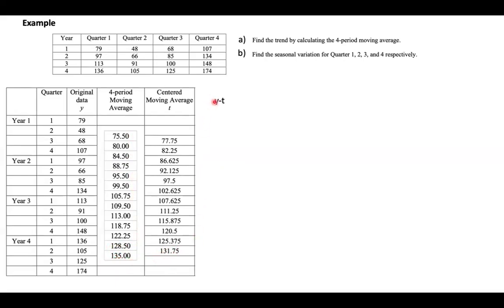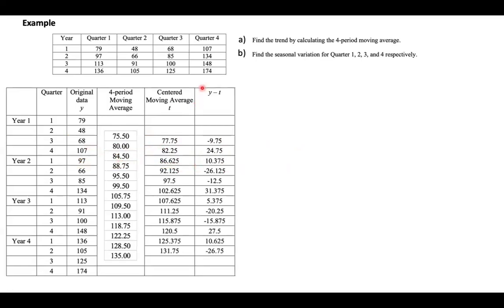Now you need to go original data, the y, minus the t, the centered moving average. So we go 68 minus 77.75. So that would be negative 9.75. Next one, 107 minus 82.25. We get 24.75. And one more, 97 minus 86.625. And that would be 10.375. You can use a ruler to keep track if you want. So that's that. Do it for each and every one of them. And you stop whenever you don't have a number anymore. So 125, there's no more numbers. So you don't get anything.